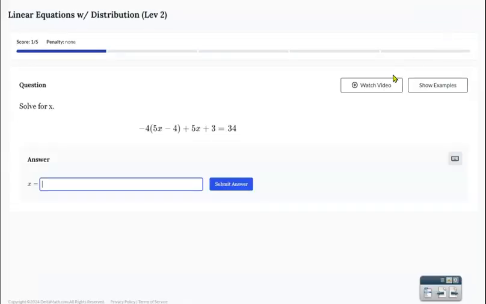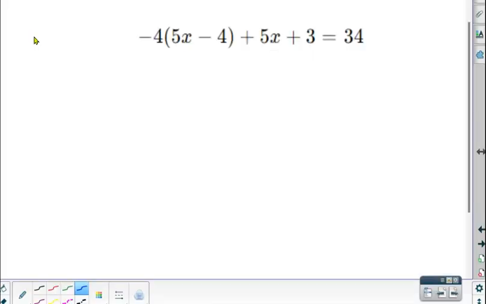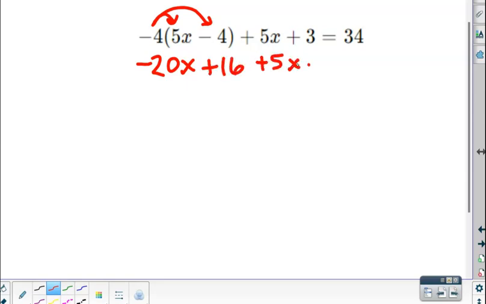Let's try one more. Again, same technique as before. Multiply to eliminate the parentheses. Be careful with your signs. A -4 times a -4 is a +16. Rewrite the rest of the problem.